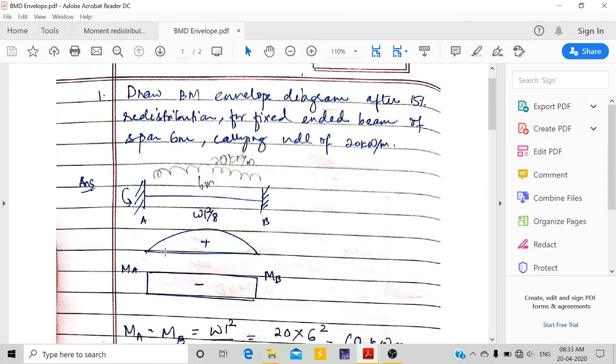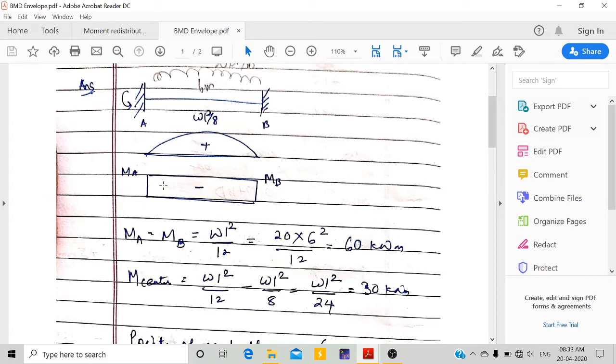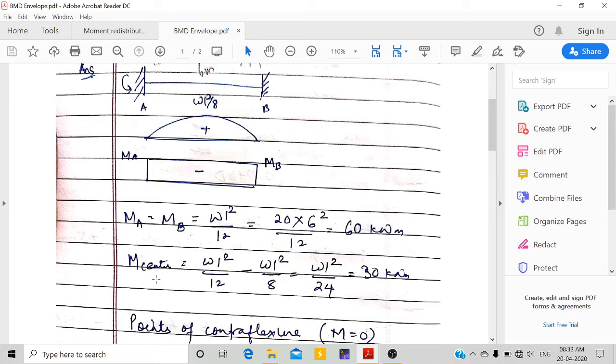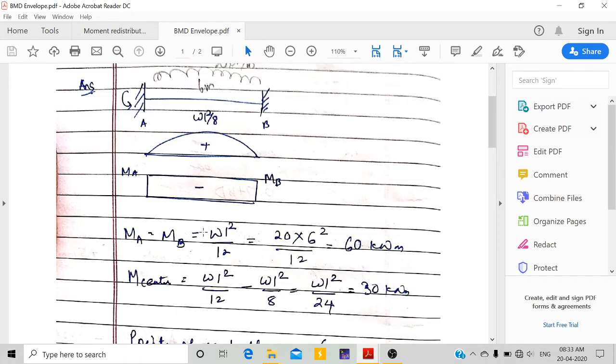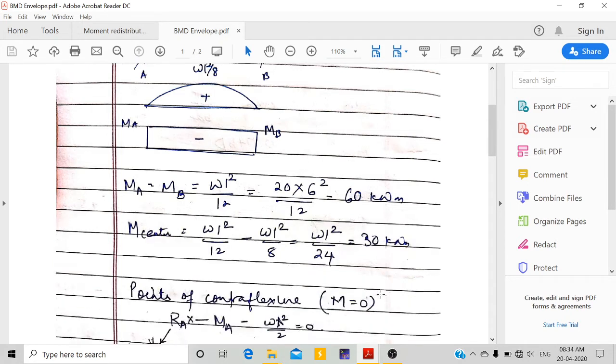as a UDL. Now this is the normal simply supported bending moment diagram, WL square by 8, and these are the fixed end moments, MA and MB. This is negative, this is positive. We are going to superimpose this to get the bending moment diagram for this fixed end beam under UDL. Now MA equals MB equals WL square by 12, which is 20 into 6 square, 6 being the span length, by 12, so 60 kilonewton meter. Moment at center is how much? It is WL square by 12 minus WL square by 8, because these two we are adding. So WL square by 24, 30 kilonewton meter.